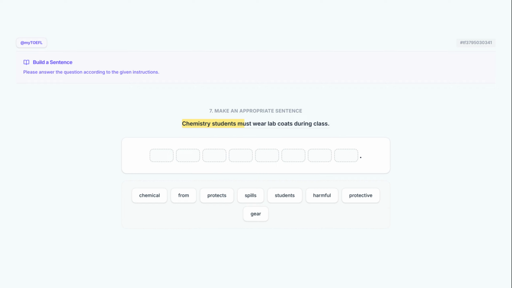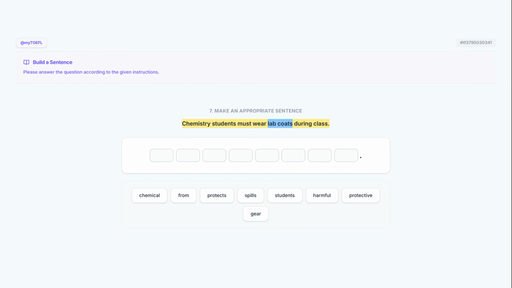Chemistry students must wear lab coats during class, and the context sentence establishes a rule about wearing safety lab coats. We should expect the next sentence to elaborate on why this rule exists or how this equipment protects the students. Now, let's arrange our scrambled words to form the correct sentence.